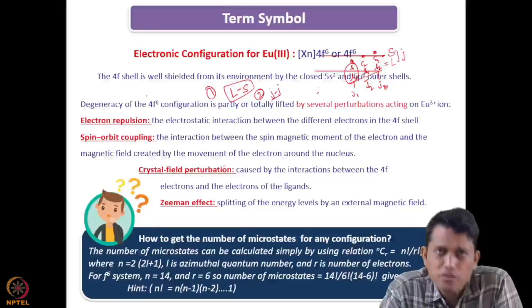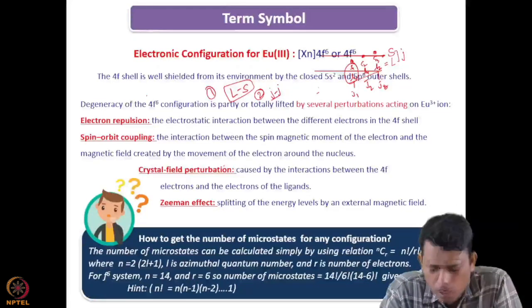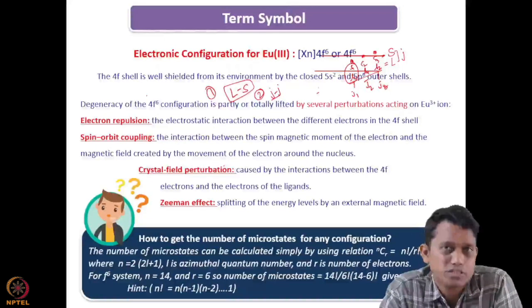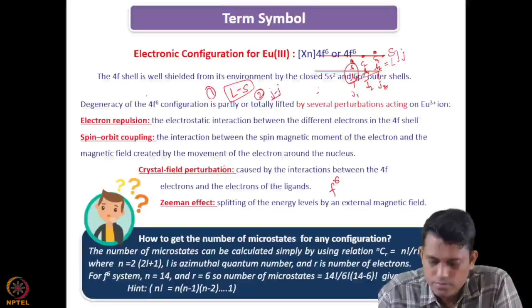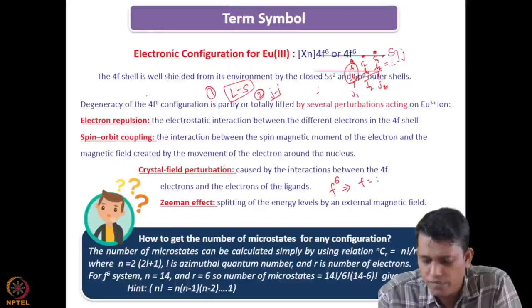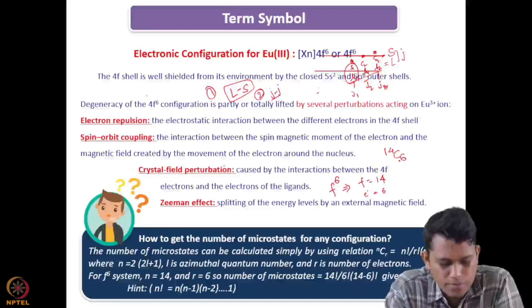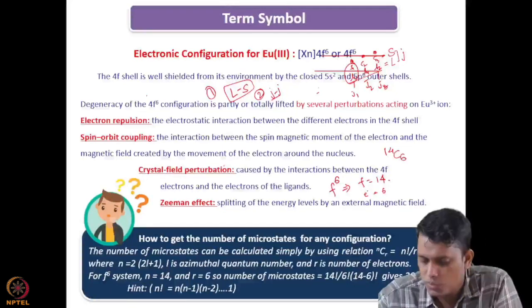So here I've given you an example of how you can calculate the number of configurations, or rather the number of microstates, for a given number of orbitals and a given number of electrons. Here I've taken the example of f6. As I showed you for d2, since we have f orbitals, we have 14 possible positions for electrons, and the total number of electrons is 6. So the number of ways to arrange them is 14 choose 6. If you solve this, you get 3003 ways.